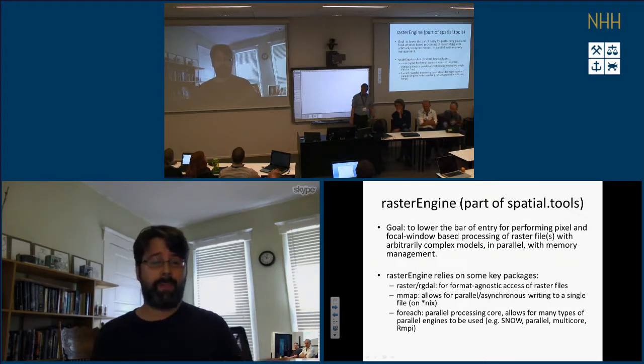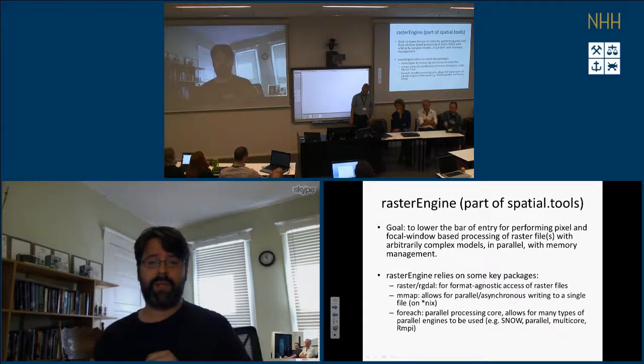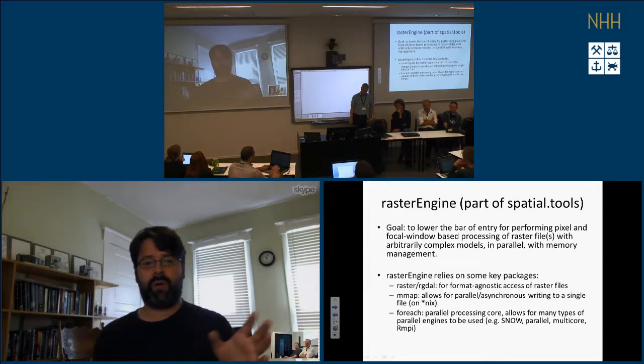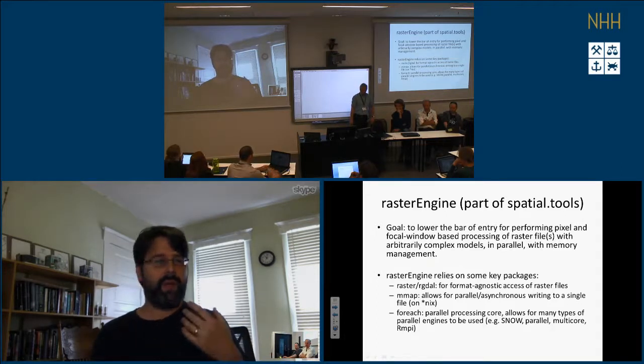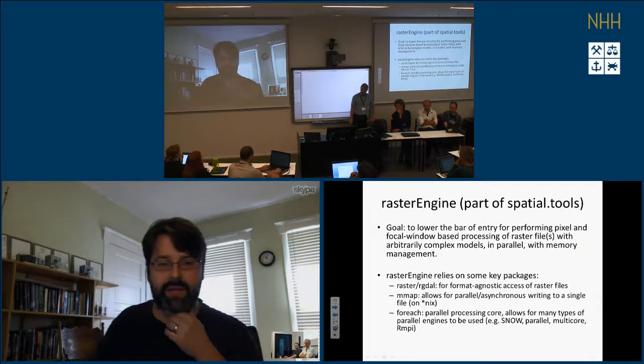Memory map, mmap, there's also, I think, bigmemory is a similar package, allows us to do things like parallel and asynchronous writing to a single file, which can help with parallel writes, which is kind of tricky with raster processing. And then of course foreach, which I don't know if some of you have talked about, but in the same way that raster and rgdal allow format agnostic access to raster files, foreach allows cluster infrastructure agnostic access to parallel computing. So it allows you to use backbones like snow, the parallel package, multicore, Rmpi, things like that.